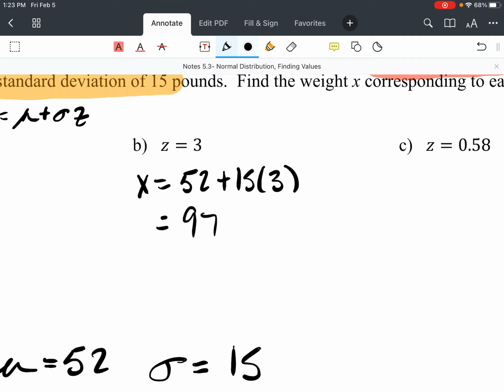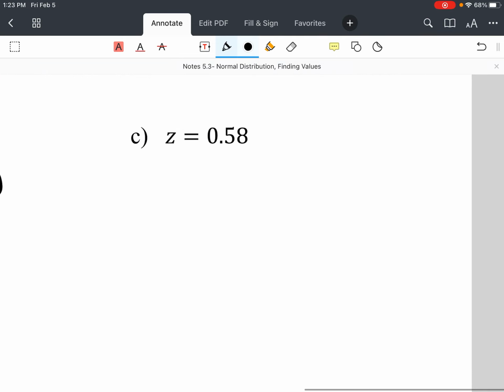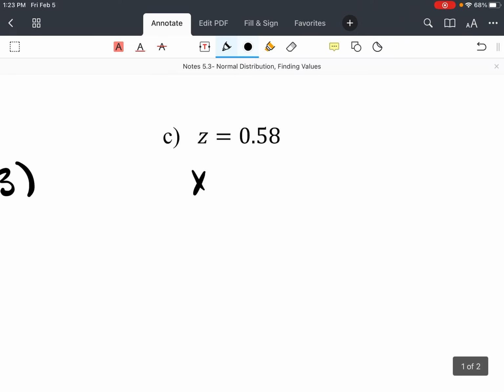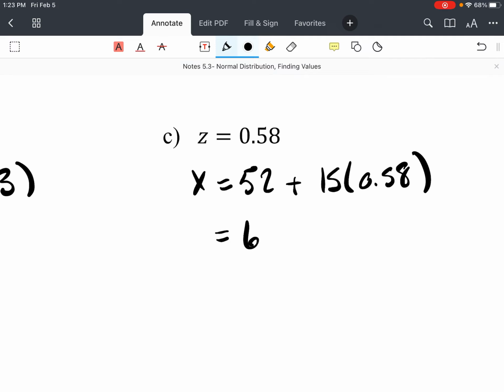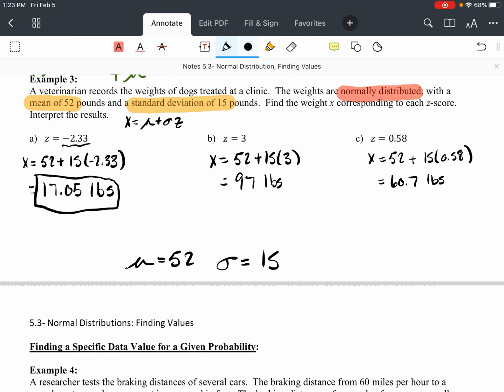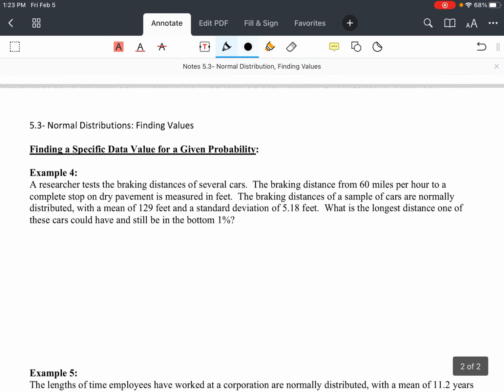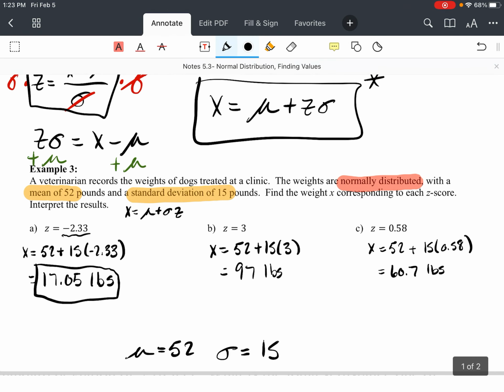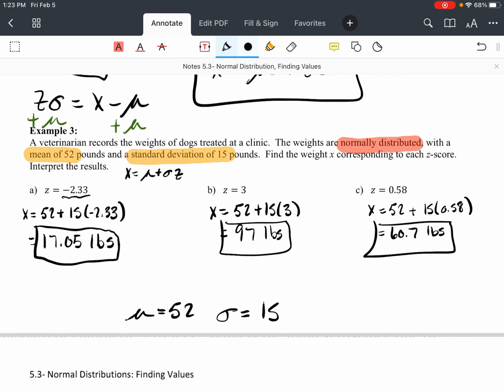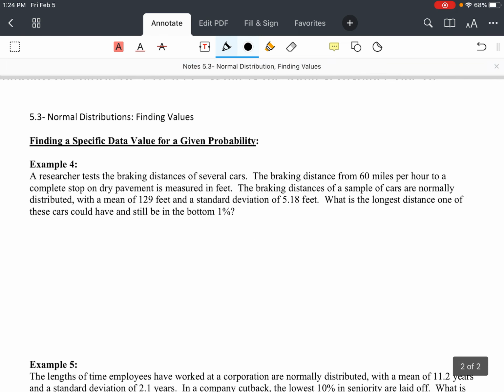Okay, calculating this says that a dog that is 3 standard deviations away from the mean is about 97 pounds. And then finally, this last one, again, setting it up the exact same way. So we've got x equals 52 plus 15 times 0.58. Using your calculator, it gives you 60.7 pounds. So again, it's just about being able to memorize and plug these things into your calculator.